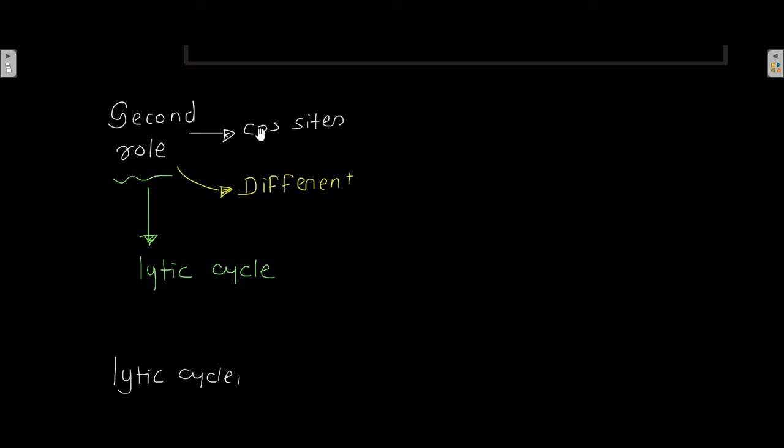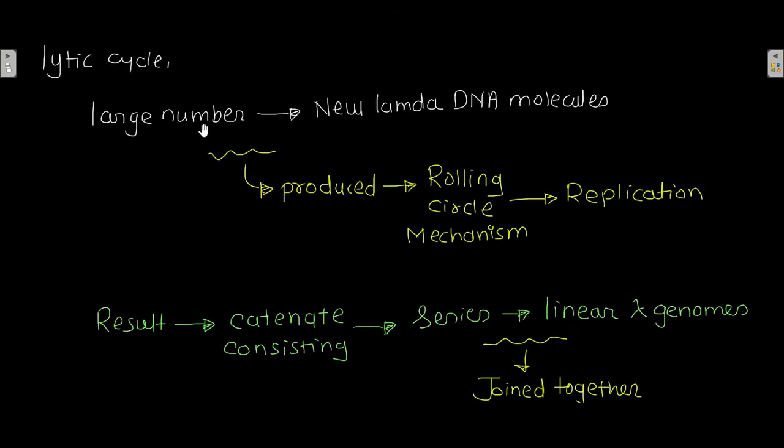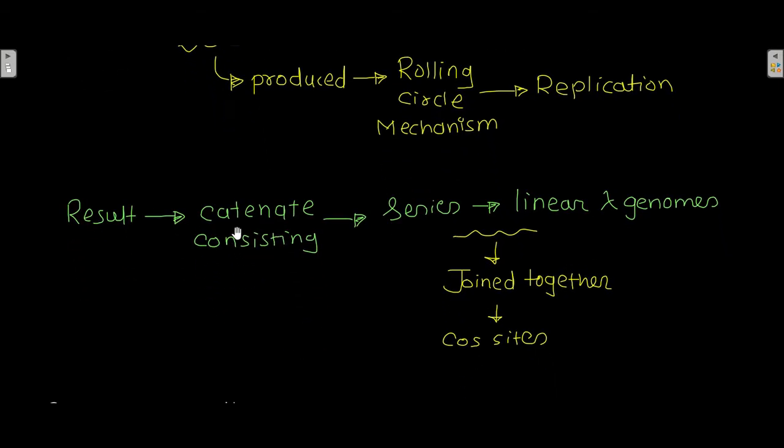The second role of cos sites is rather different, and it occurs in the lytic cycle. During the lytic cycle, a large number of new lambda DNA molecules are produced by the rolling circle mechanism of replication. This results in the formation of a concatemer, which consists of a series of linear lambda genomes joined together by cos sites.